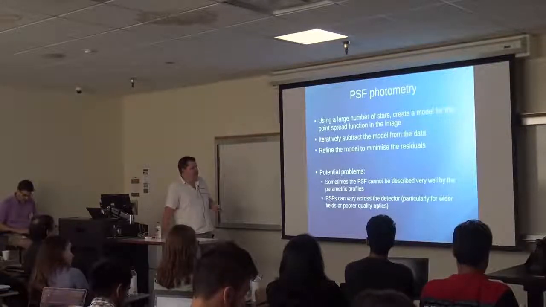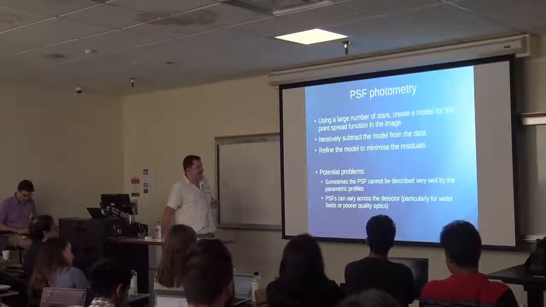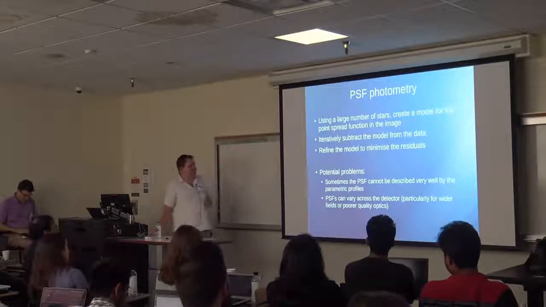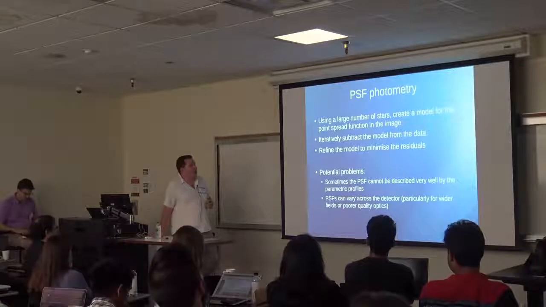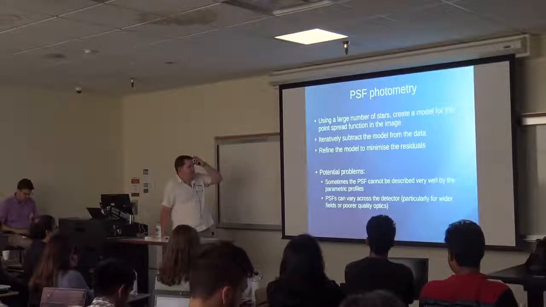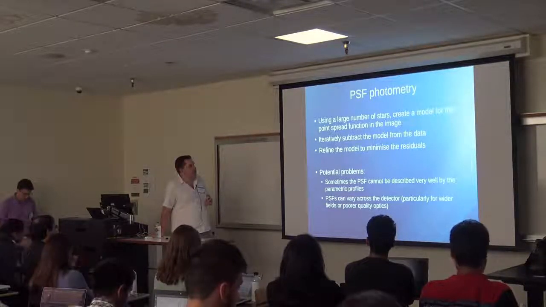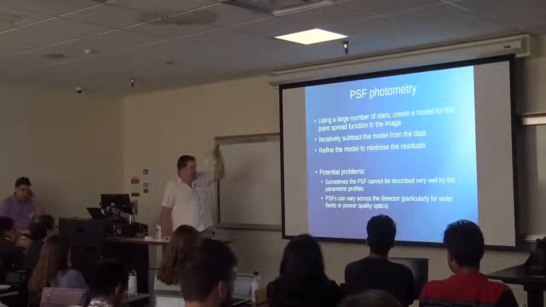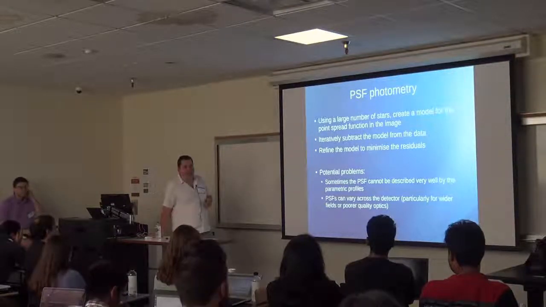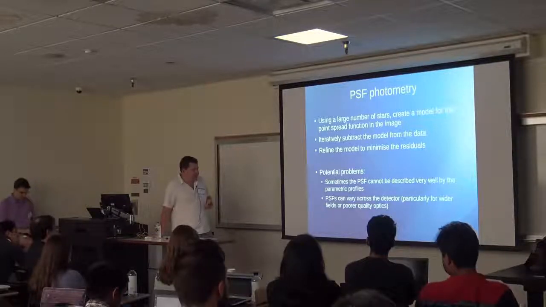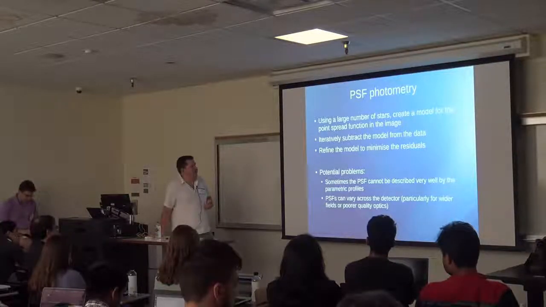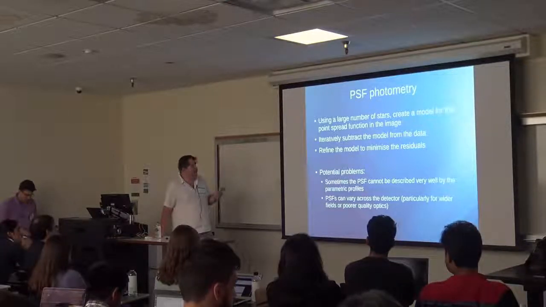A more serious issue is if your PSF varies across the detector, and this is quite common if your optics are not great, or if you have a very wide field. You might find the PSFs of your stars towards the edge of the field are different. They're elongated compared to the stars in the middle of the field. So this causes a problem, and it makes it very, very tricky to accurately model the PSF of every star in the field.